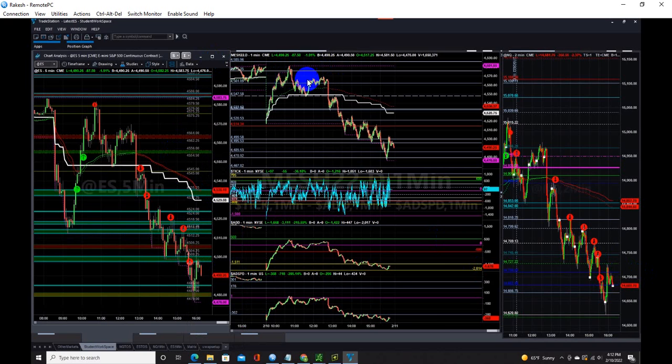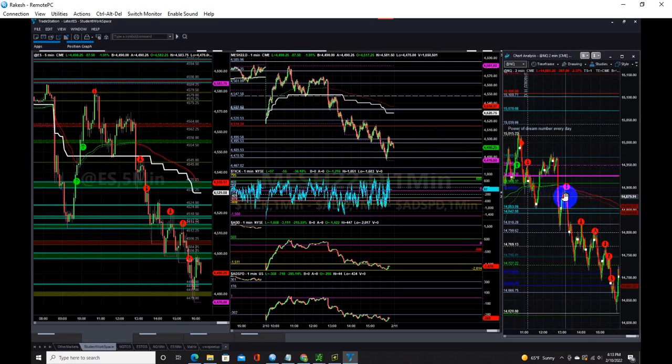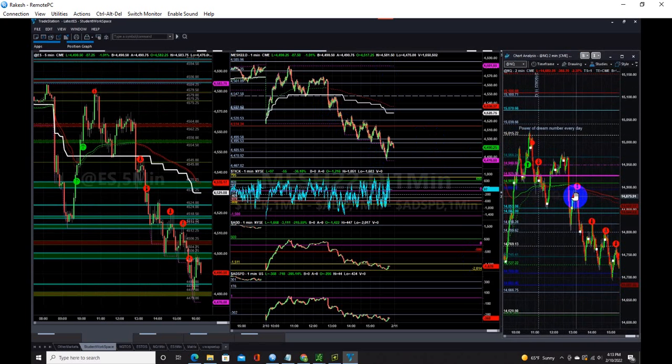I'm sure there are so many buyers who got trapped right here in this area, and also here and somewhere here, and then price never came back up. So they are screwed. So it is very important to understand the price action and what is going on intraday. That's the only way you can survive in this market, because remember, as day traders we are dealing with so many algos nowadays, computerized algos.